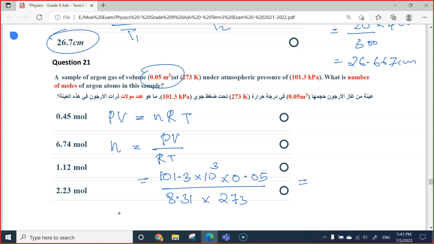One, 101.3 times 10 to the power 3, multiplied by 0.05, divided by 8.31 times 273. So I am getting 2.23. So here the number of moles is equal to 2.23.